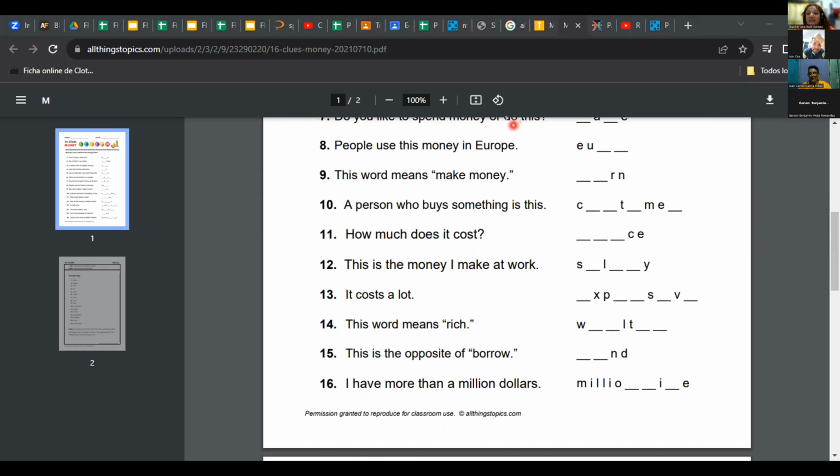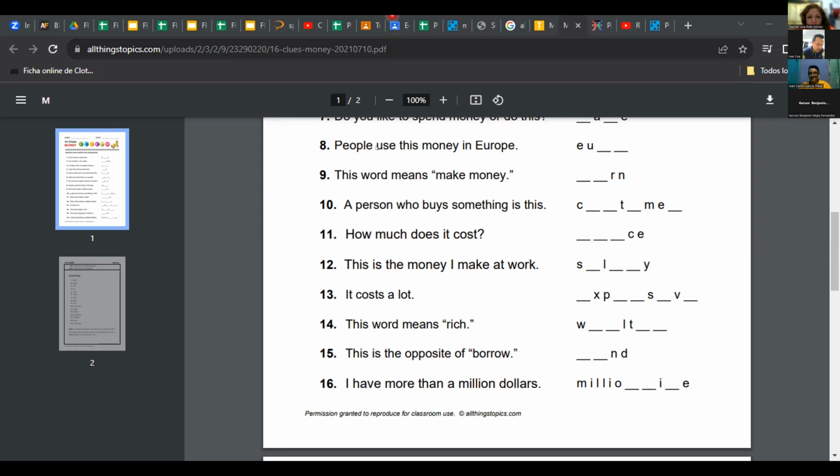What about number 15? Land. And what about number 16? Wealthy. My millionaire. My dreams. My dream, me too. Yes, I would like to be a millionaire. Okay, very good.